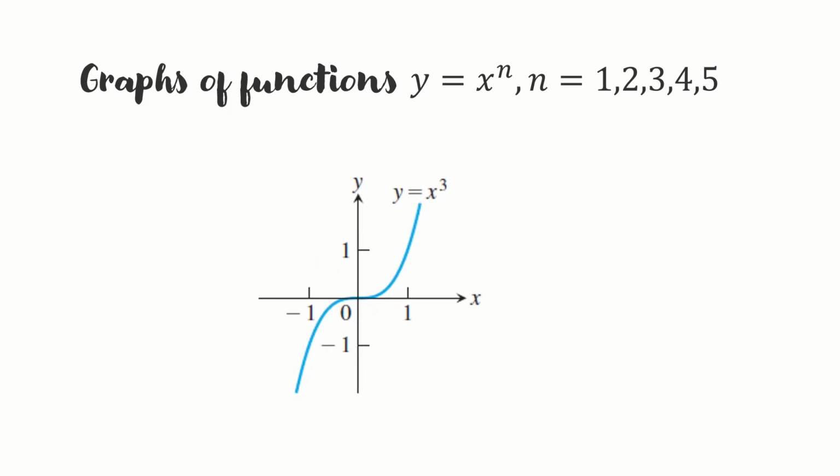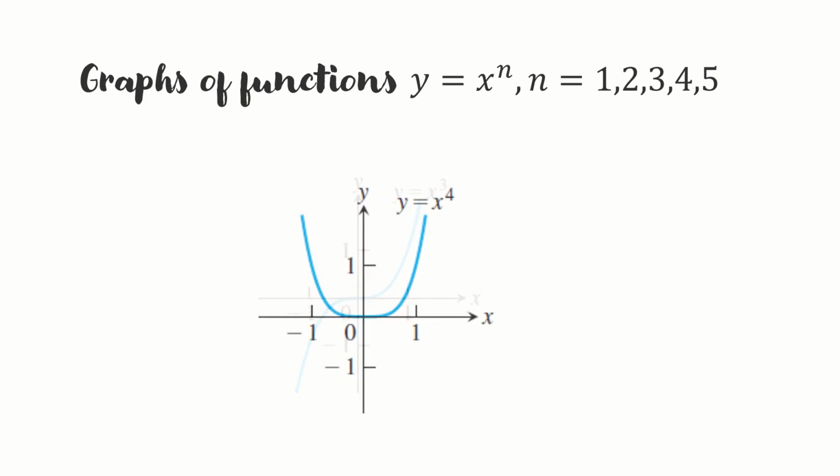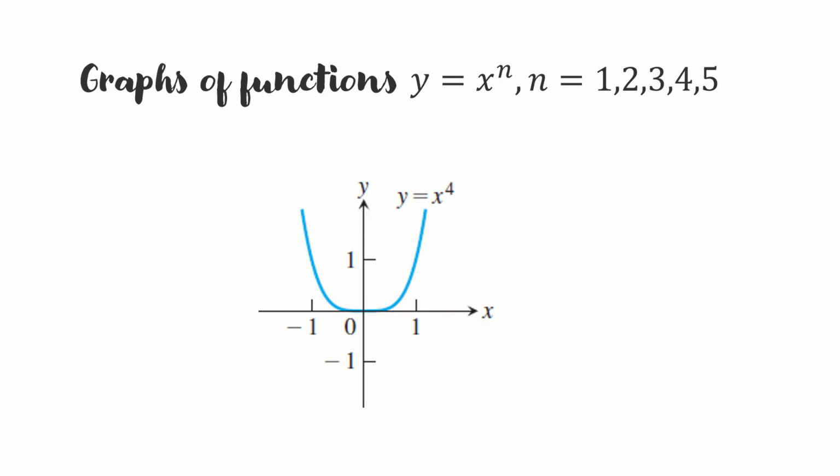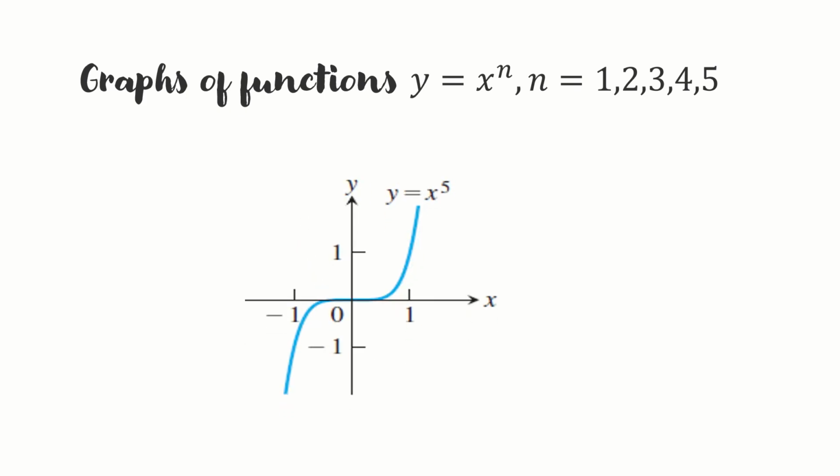For n equal to 3, the graph will be like that. It's y is equal to x cube. The graph of y is equal to x power 4 would be something like that. That's the shape of it. You should keep this shape in mind because later on we will obviously be having different types of functions. And for n equal to 5, the graph will be what? It will be like that.